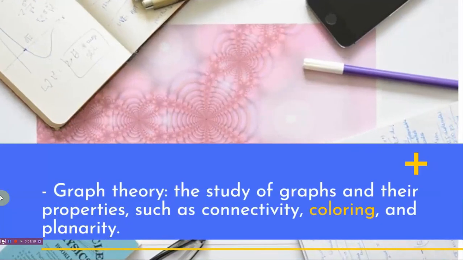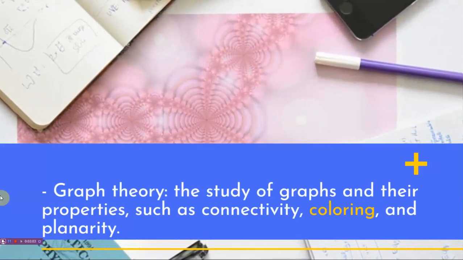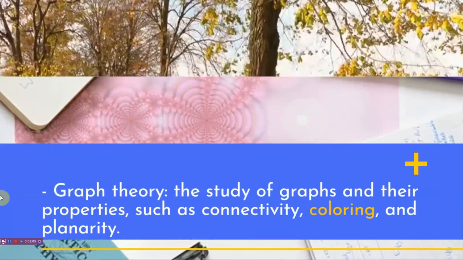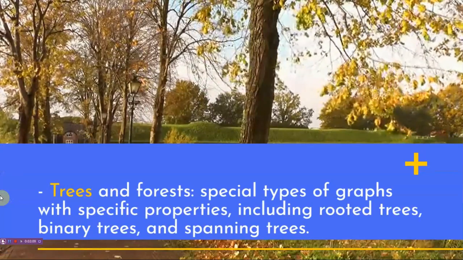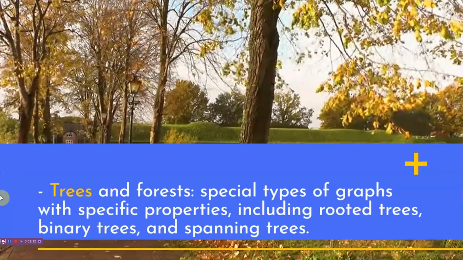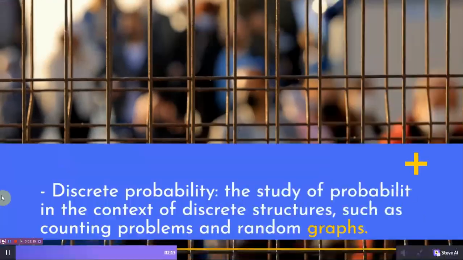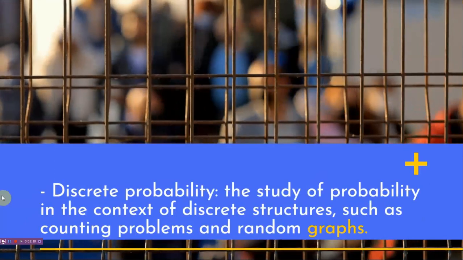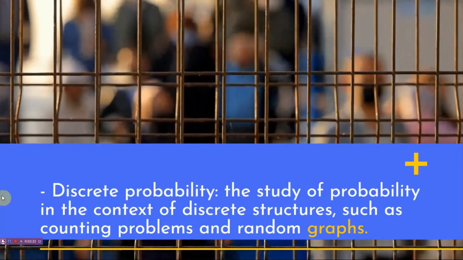Graph theory, the study of graphs and their properties, such as connectivity, coloring, and planarity. Trees and forests, special types of graphs with specific properties, including rooted trees, binary trees, and spanning trees. Discrete probability, the study of probability in the context of discrete structures, such as counting problems and random graphs.